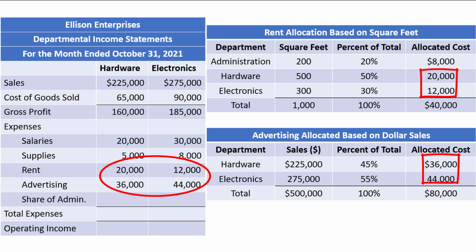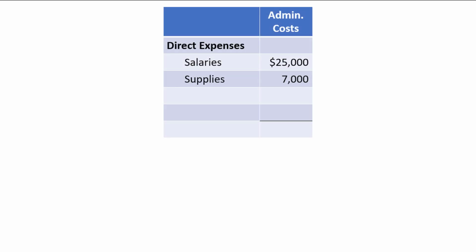Now that we have included the indirect expenses, we must allocate the service center cost of administration to hardware and electronics. To do that, we first must determine what the total cost of the administration department is. Here is a modified table from what we showed at the beginning of our example with just the direct expenses for the administration department.